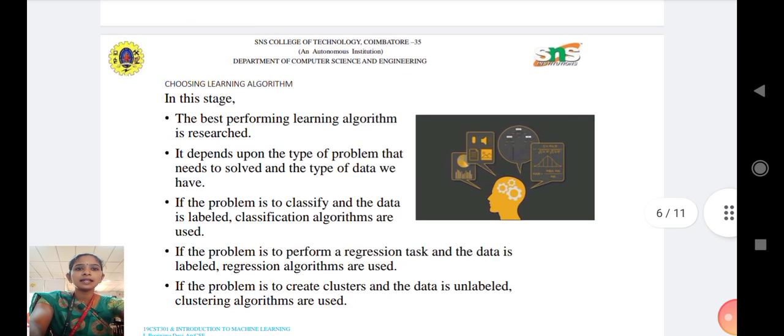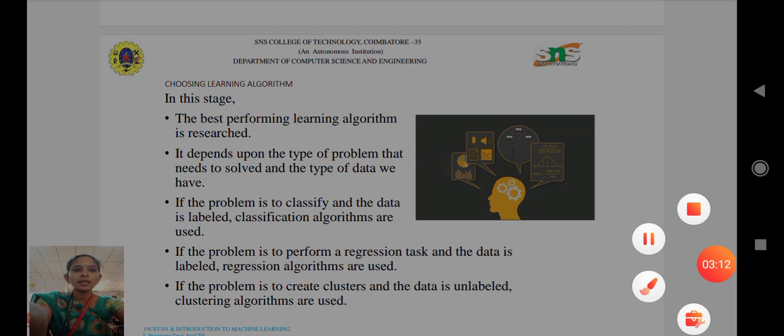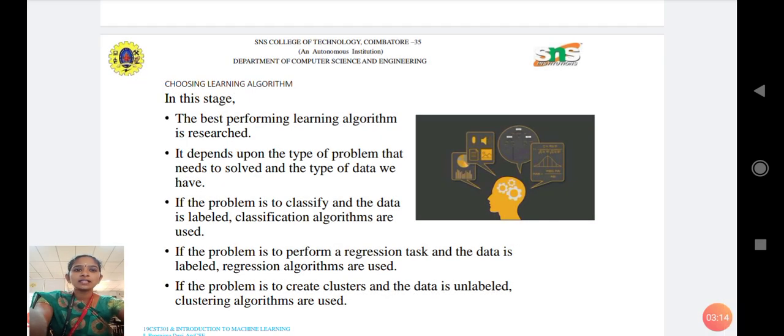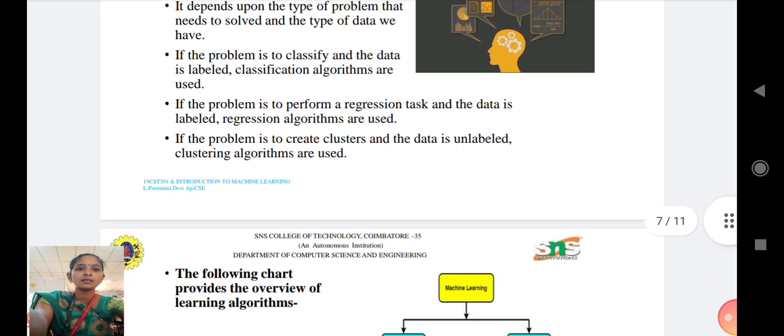The next one is choosing a learning algorithm. In this stage, the best performing learning algorithm is researched. It depends upon the type of problem that needs to be solved and the type of data we have. If the problem is labeled, classification algorithms are used. If the problem is to perform a regression task and the data is labeled, regression algorithms are used. If the problem is to create clusters and the data is unlabeled, clustering algorithms are used.